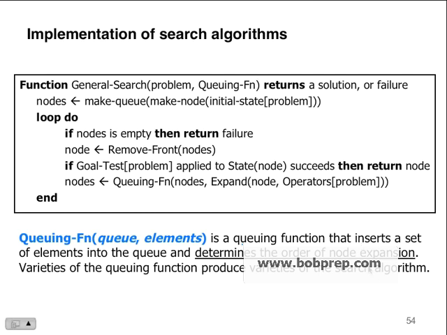In our pseudocode down here, what we're looking at is a queuing function. The queuing function takes a queue and the elements that we're trying to find in the queue, and the element is going to be the destination or the goal. As a queuing function, it inserts a set of elements into the queue and determines the order of the node expansion based on the goal. So we have varieties of different queuing functions that produce varieties of different search algorithms.